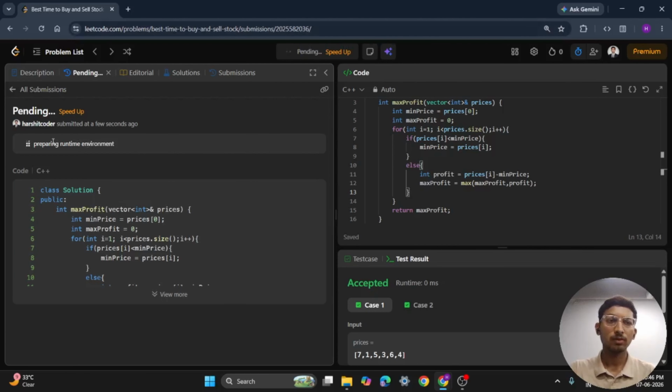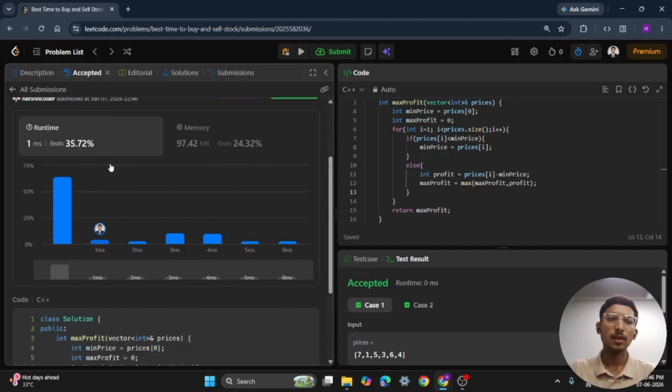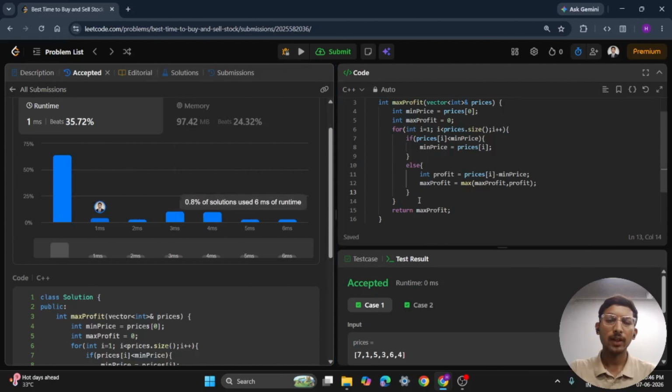As you can see, it has passed all 212 out of 212 cases, and we have finally submitted our answer. So here the time complexity would be O(n) because we are traversing the array only once. The space complexity would be O(1) because we are using only a few variables.